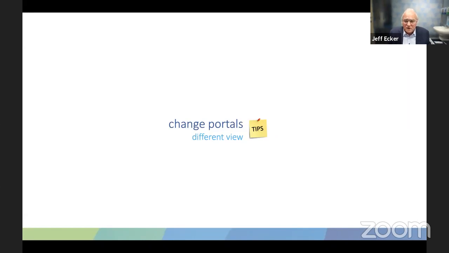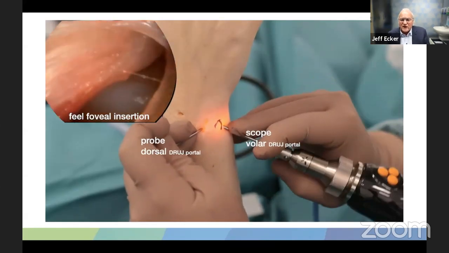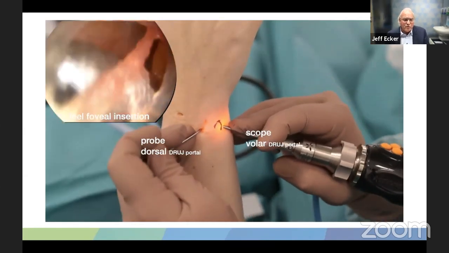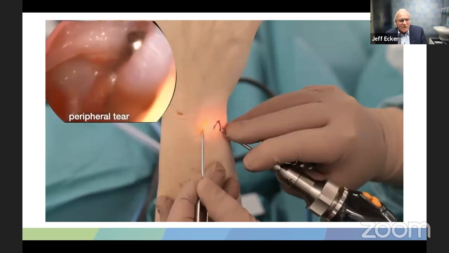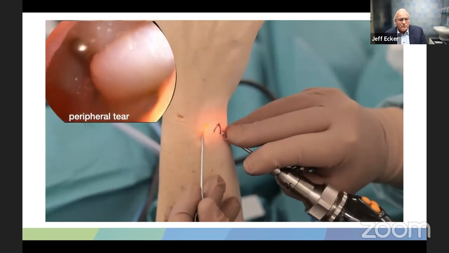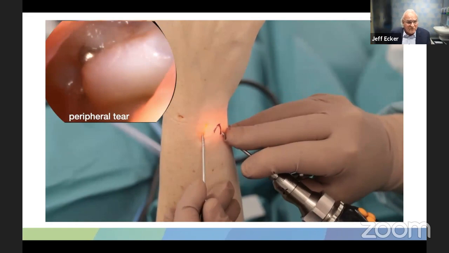foveal insertion is gone. So what I've done here is I've changed the scope into the volar DRUJ portal and I'm probing through the 6R or 3-4 portal, and you can see there's a peripheral tear that you can see up into the dorsum of the TFCC.